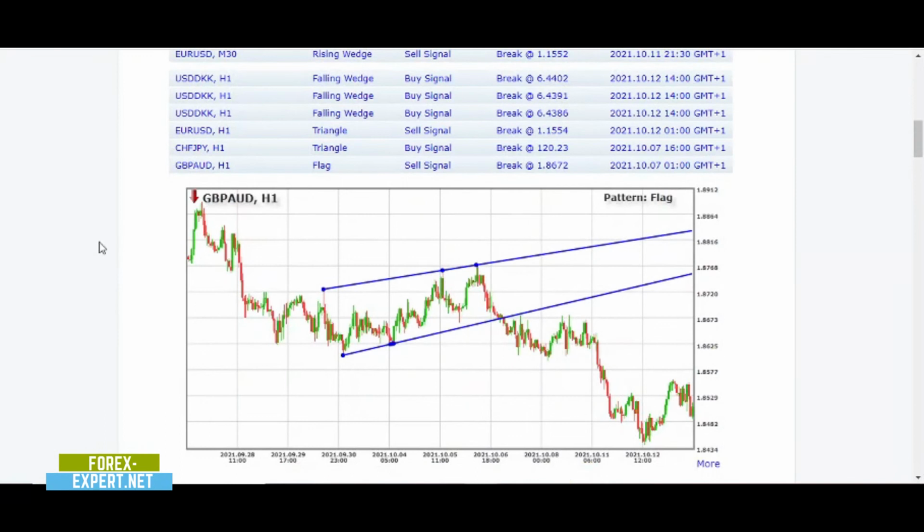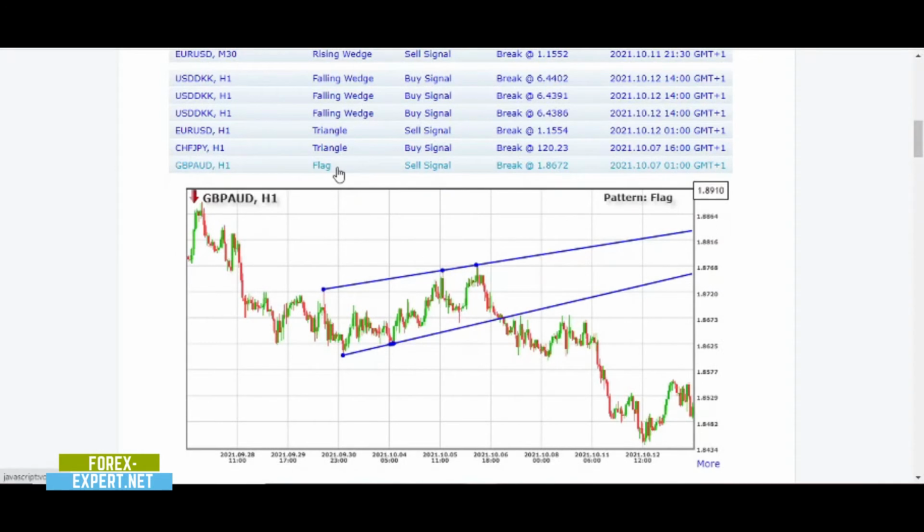Let's jump to the British pound and Australian dollar. Flag sell signal, break at 86.72. Price action looks pretty good. In fact, we got this downward movement here and a retracement. The breakout was solid. A few spikes retested the 86.71 level. Then it continued to go down, reaching 84.50. So a nice trade, another nice trade.